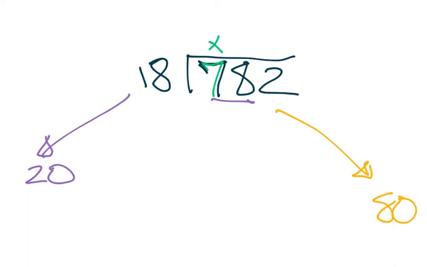And then, when I do that, I go, well, how many times does 20 go into 80? And that's clearly 4 times. 20 times 4 is 80. So let's check out 4, and I'll test it out. 18 times 4 is, 8 times 4 is 32. Put the 2, carry the 3. 1 times 4 is 4, plus 3 is 7, so 72.